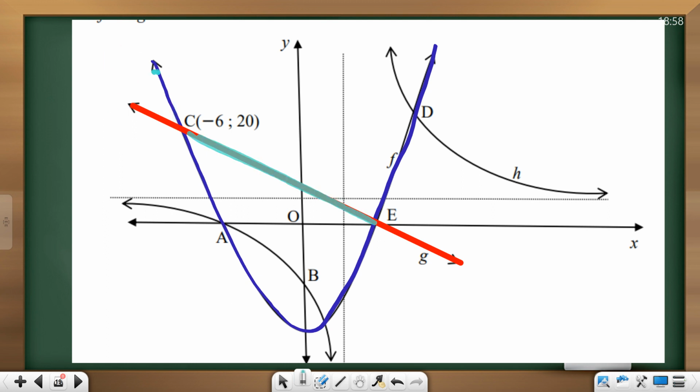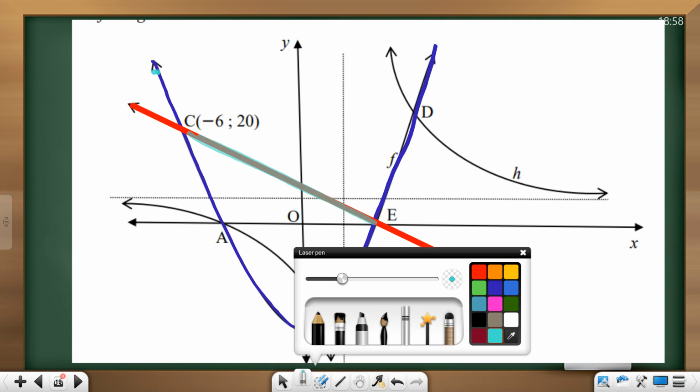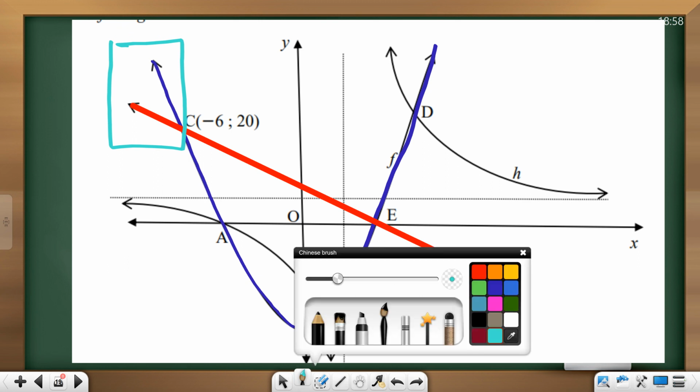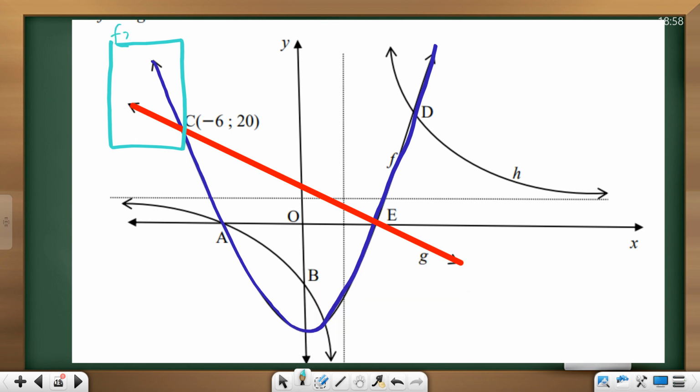Here, this is blue, right? What is the blue one? F. Okay? So we are saying here, at this particular point, which one is above? F of x is greater than G of x. And that's how you interpret the graph, guys. It's not something very hectic to do. Here, F of x is greater than G of x.